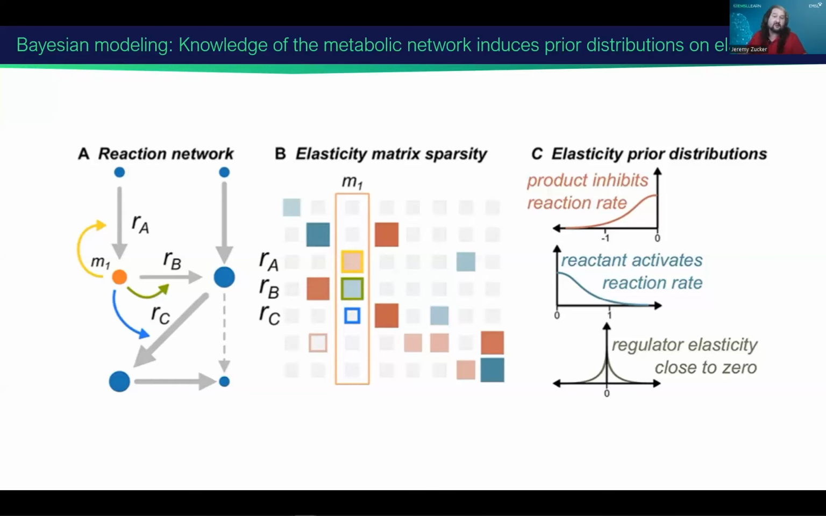Whereas if you increase the concentration of a reactant, then we anticipate that it will have a positive effect. We just don't know how positive. And likewise, the likelihood that a metabolite affects some reaction that it's not a participant in is fairly low. And so we assume a very tight distribution around 0, but if the data supports it, then we allow for the possibility that a metabolite can allosterically affect an enzyme.